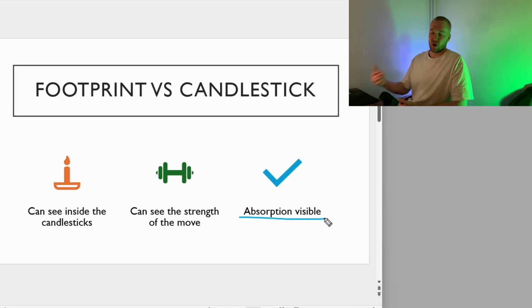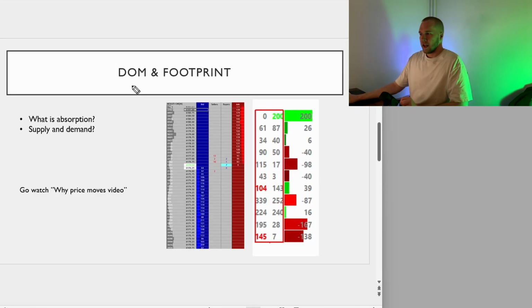Footprints can actually show you absorption, whereas when people think they see absorption in a candlestick chart, they're just guessing, because you can't see the numbers. To understand what absorption is, you have to understand price action, and you have to see the numbers. Otherwise, you're just guessing. Then we have the depth of market and the footprint.